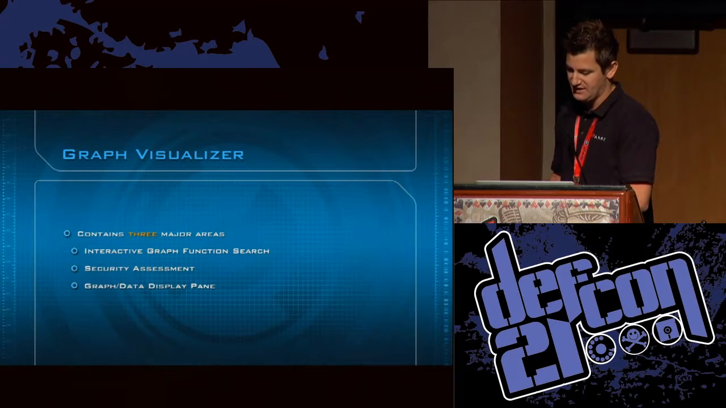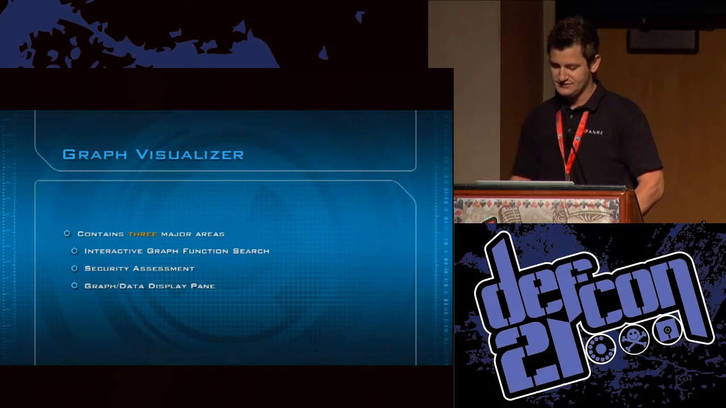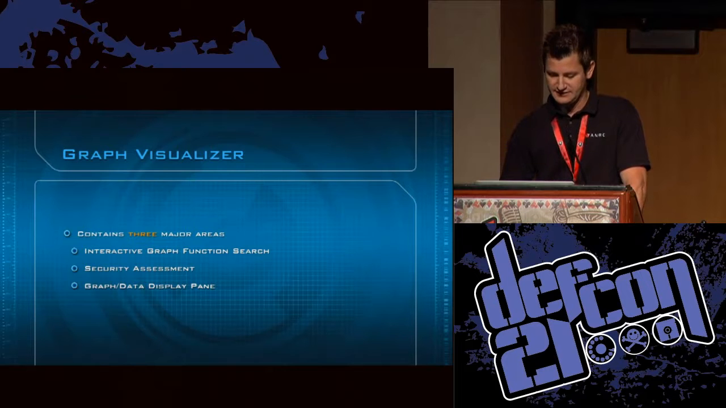The second part of the application is the graph visualizer, and this contains 3 major areas. The first being the interactive graph function search, the second being the security assessment, and the third being the graph data display pane. I'm going to show you what all 3 of those look like, and then I'm going to give you a demo of the application itself.